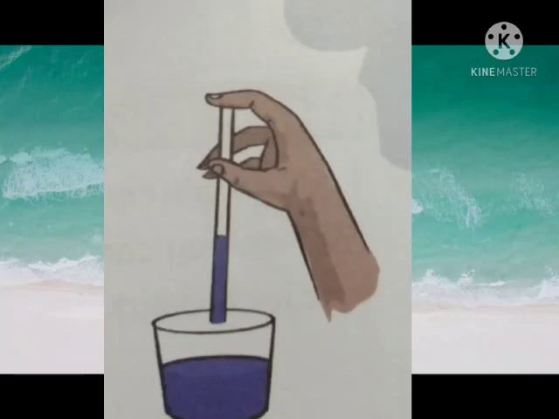So again you just drop the straw into the water, again suck it, again immediately lock it with your thumb finger. So again you can see. So this proves that air exerts pressure.